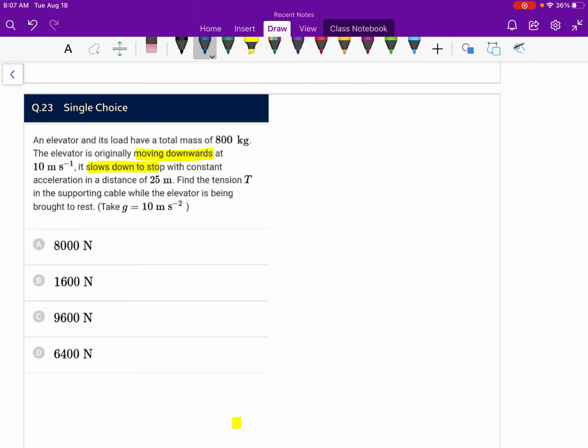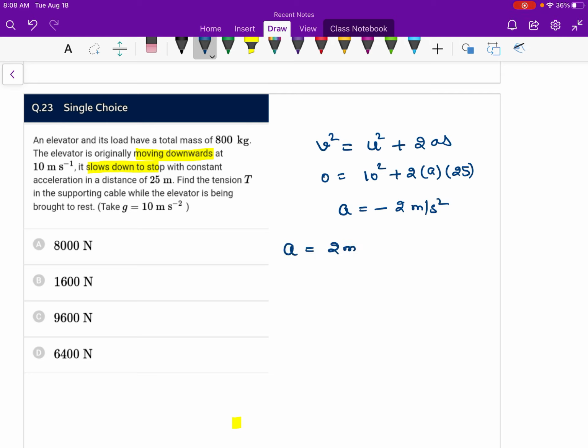v square in a distance of 25 meters. So v square is u square plus 2as. So v is 0, u is 10, square plus 2, as is 25. So 100 upon 25, 200 upon 50. So acceleration is minus 2 meter per second square. So it is 2 meter per second square in upward direction, as velocity is in downward direction.